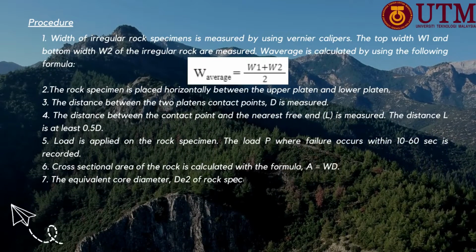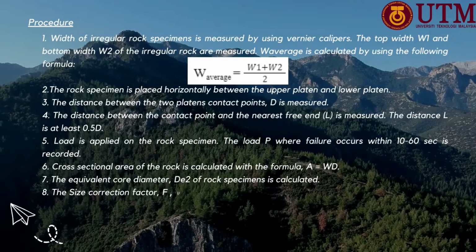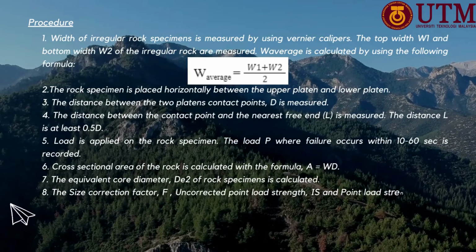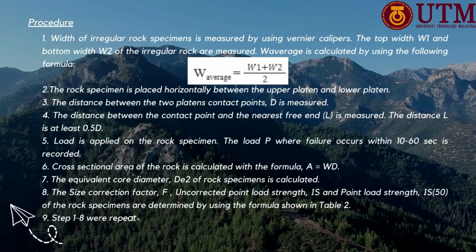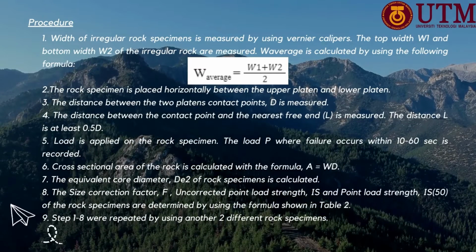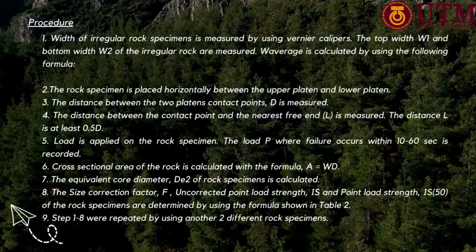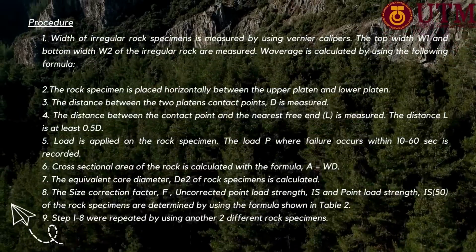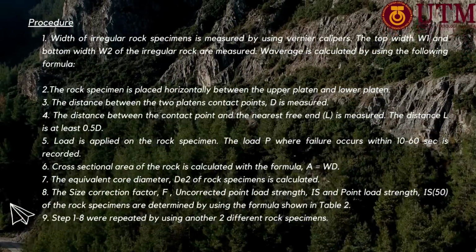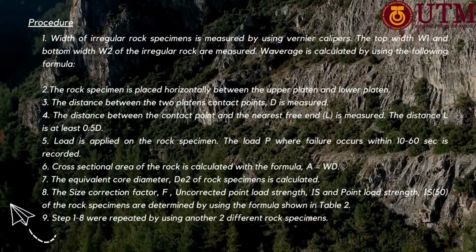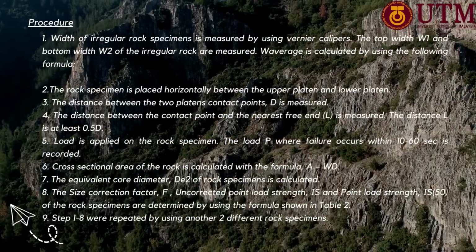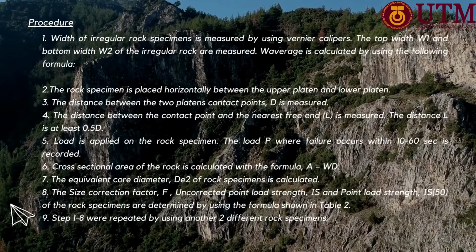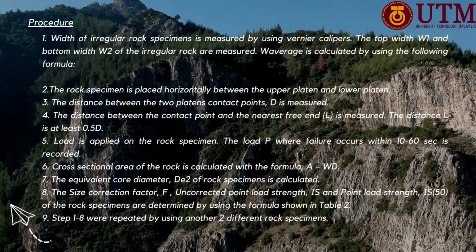Next, the load is applied on the rock specimen. The load P, where failure occurs within 10 to 60 seconds, is recorded. Cross-sectional area of the rock is calculated with the formula A equals W times D. The equivalent core diameter, DE2, of the rock specimens is calculated. Next, the size correction factor F, uncorrected point load strength IS, and point load strength IS50 of the rock specimens are determined by using the formula shown in Table 2. Lastly, Step 1 to Step 8 were repeated using another two rock specimens.